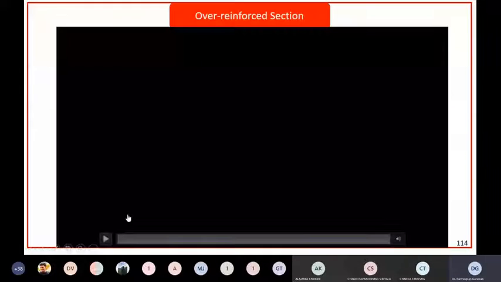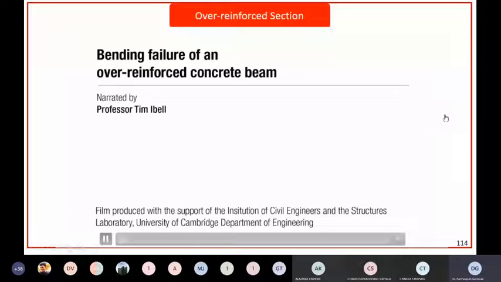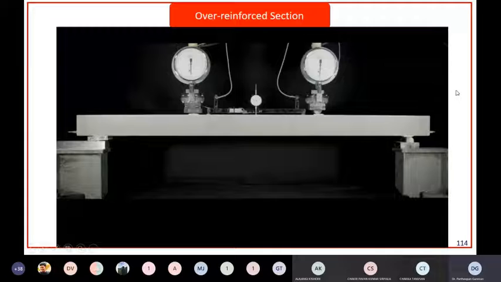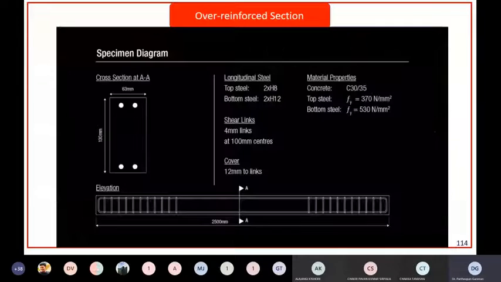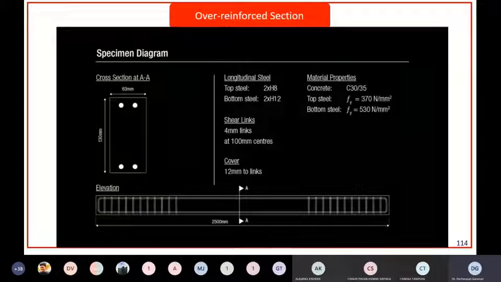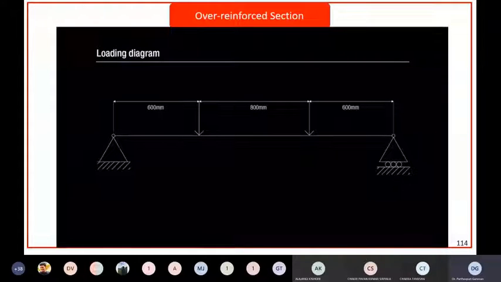So now you see here, this is an over-reinforced section, how it fails. This video shows an over-reinforced concrete beam being tested in bending. The specimen is made from concrete containing regular Portland cement. The rebar is regular reinforcing steel. The loading diagram shows the beam being subject to 4-point bending.